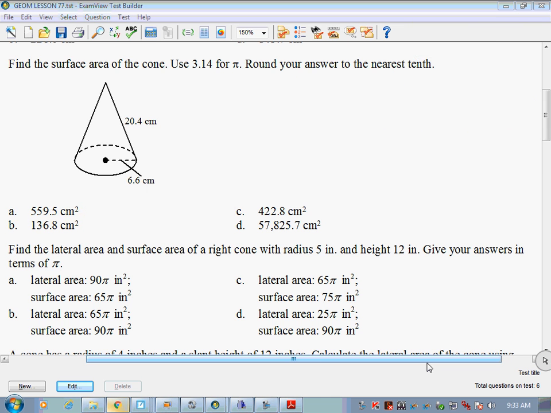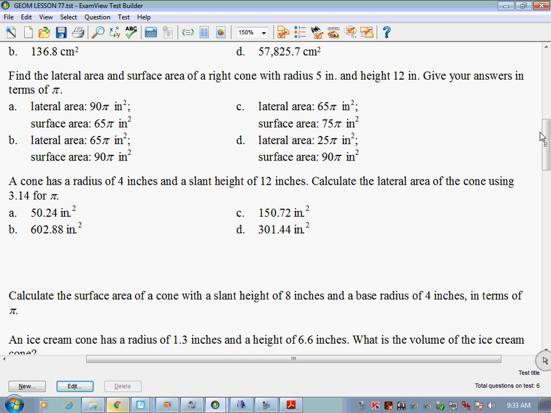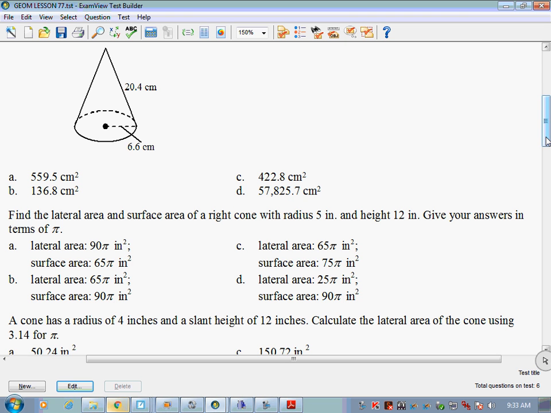All right, let's come on down here. Find the lateral and surface area of a right cone with radius of 5 inches, height of 12. Give your answer in terms of pi. So are we going to multiply pi into things? No. Okay. I'm going to scroll up so we got some room to work here. The thing I don't like about this is that height is easily confused with altitude. What they mean here is slant height, because otherwise we don't have enough information to work with. So this is referring to slant height being 12 inches.